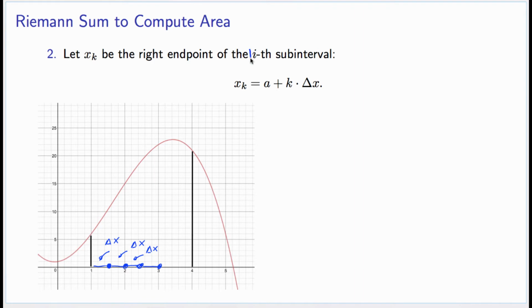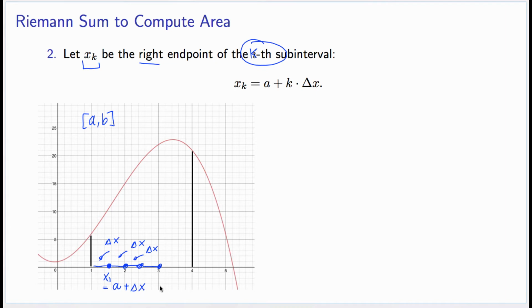So here, I'll make this a k since we used k's before. I want to call x sub k the right endpoint of the kth subinterval. So for example, x1 would be the right endpoint of that first subinterval. To get to that point, I would start at my number a. Remember, in general, I want to be on the interval a to b. In this case, that would be 1. So in general, it'll be a plus delta x.